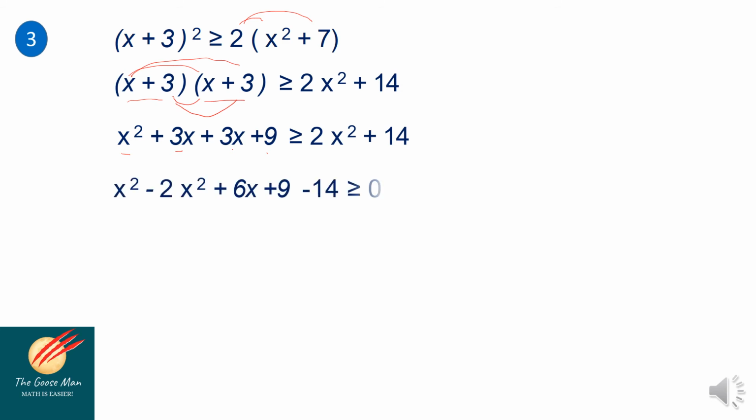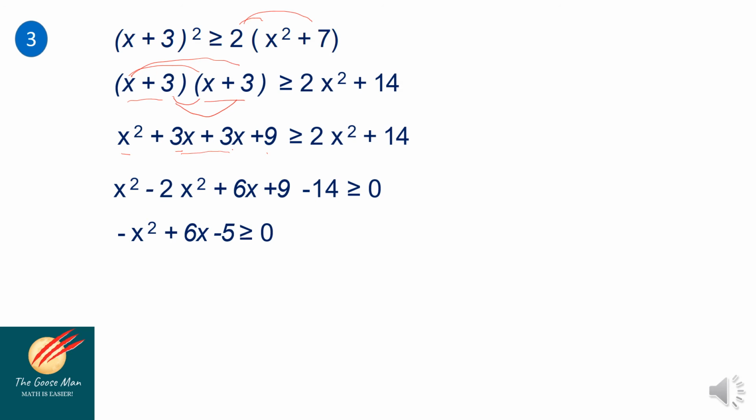Simplifying it further, okay, transfer all these expressions to the right side. So I have x squared minus 2x squared, then combine this together, 3x plus 3x is equal to 6x, plus 9 minus 14 is greater than or equal to 0. Then, take note that x squared minus 2x squared is negative x squared, plus 6x. 9 minus 14 is negative 5. It's greater than or equal to 0.